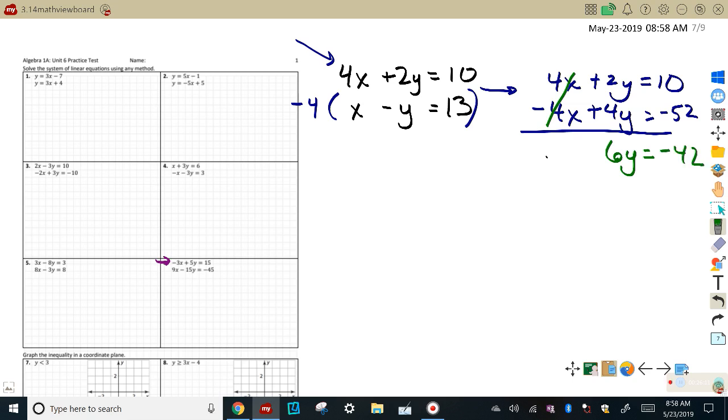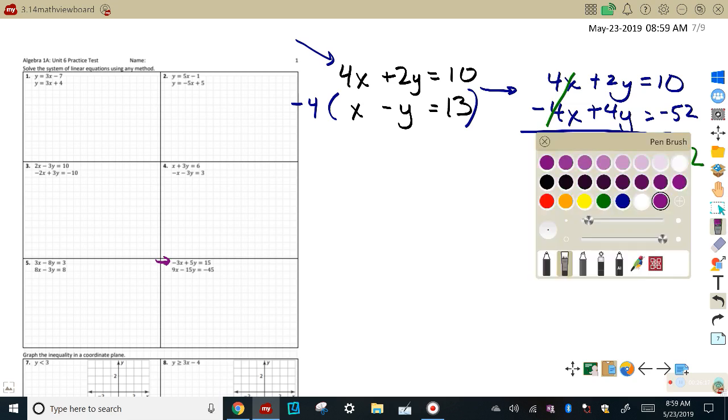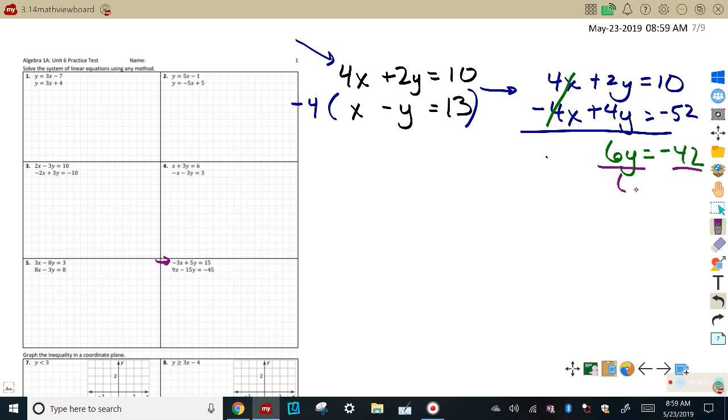Okay, now I got down to just one variable, and that's a lot easier for us to solve. At this point, divide everything by 6. What is negative 42 divided by 6? Negative 7. Okay? All right, so I found what y is. Am I done? No, I really only did the first step. The first step is the toughest step.